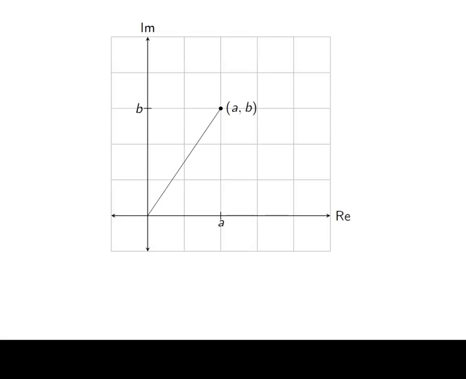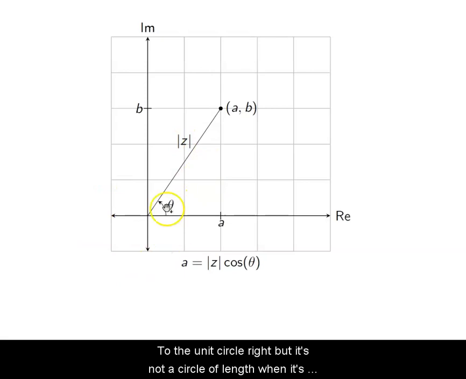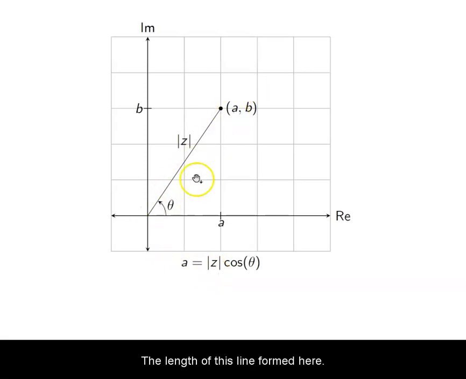Let's come back here. I make an angle here of theta. My value of A, so again, this is similar to a unit circle, right? But it's not a circle of length 1, it's a length of Z. So this length here is the cosine of this angle, but it's been stretched out by a length of Z. So the A value is equivalent to the length of this line formed here times cosine of this angle. The Y value is the sine times the modulus.